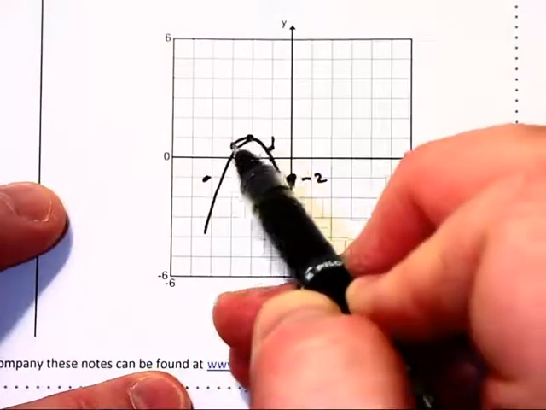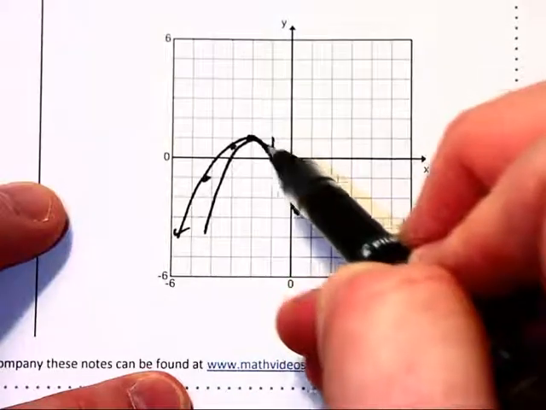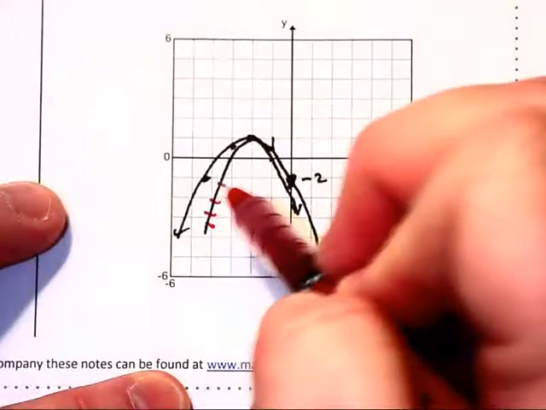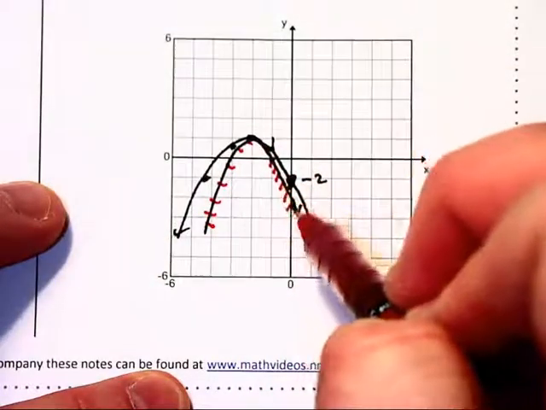So I just haven't done a very good job here. That one should go there. That one should go there. And ignore that inner curve because it was just a quick sketch.